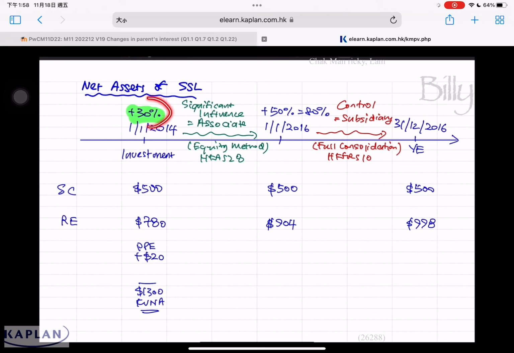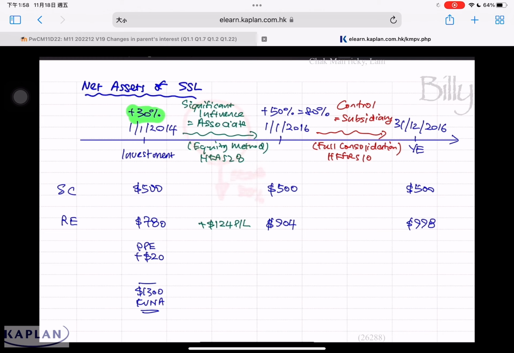After the date of obtaining significant influence to last year end, 2 years, what's the profit for these 2 years? Take 780 minus 904, equals 124. This is the profit for the last 2 years. For this 124, we share 30% because it's an associate.